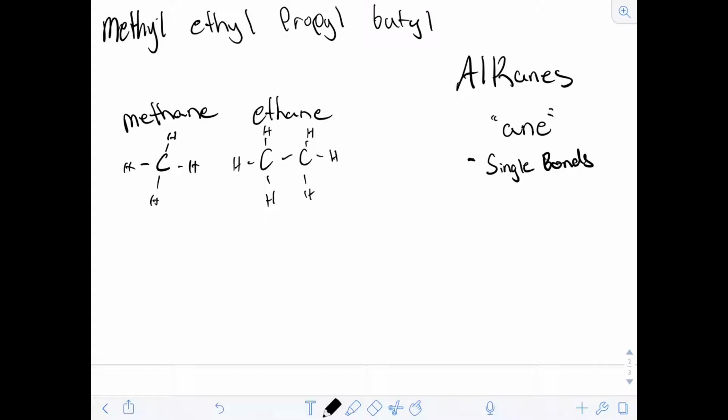Single bonds. So again, if we keep going down the list, we've got propane, which is just our 3 carbons. And then we've got our butane, typically the gas found in lighters, which is, again, 4 carbons. So that's really just something you're going to have to learn as you go on. So these are pretty much your basic alkanes.